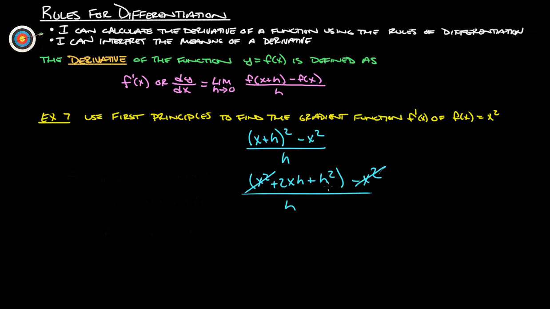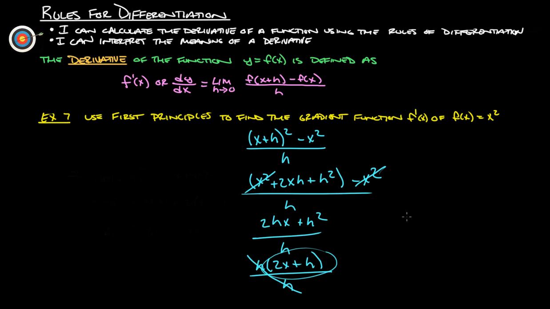Then we can factor an h out of both terms on the top. We have 2xh plus h squared all over h, so factoring out an h gives h times 2x plus h, all over h. Those h's cancel each other out, and we're just left with 2x plus h.